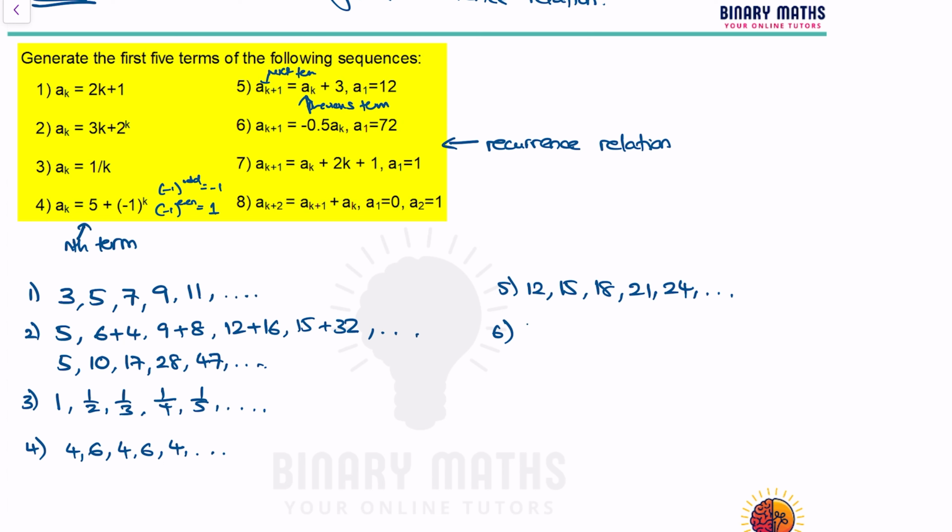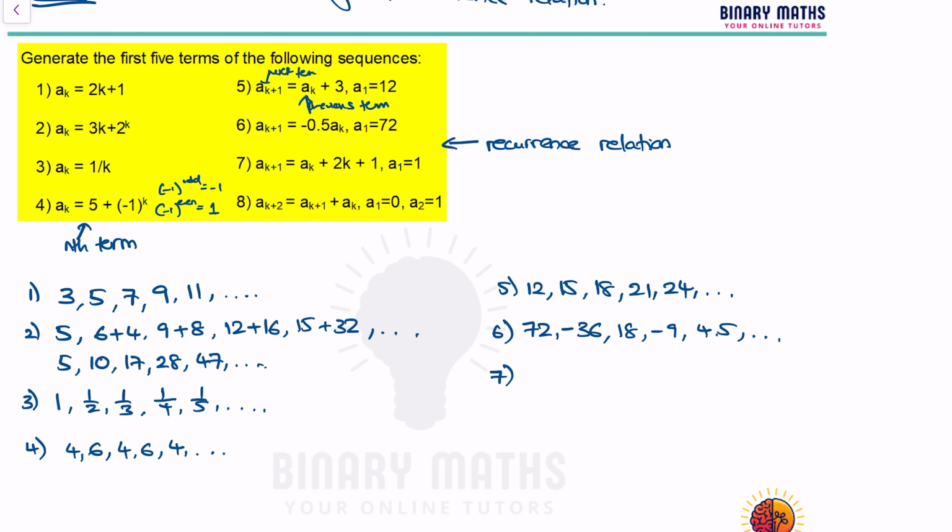Okay, the first term is 72. It's been defined for you. Minus 0.5 times 72 gives you minus 36. Minus 36 times minus 0.5 gives you 18. 18 times minus 0.5 is minus 9. Minus 9 times minus 0.5 is 4.5.